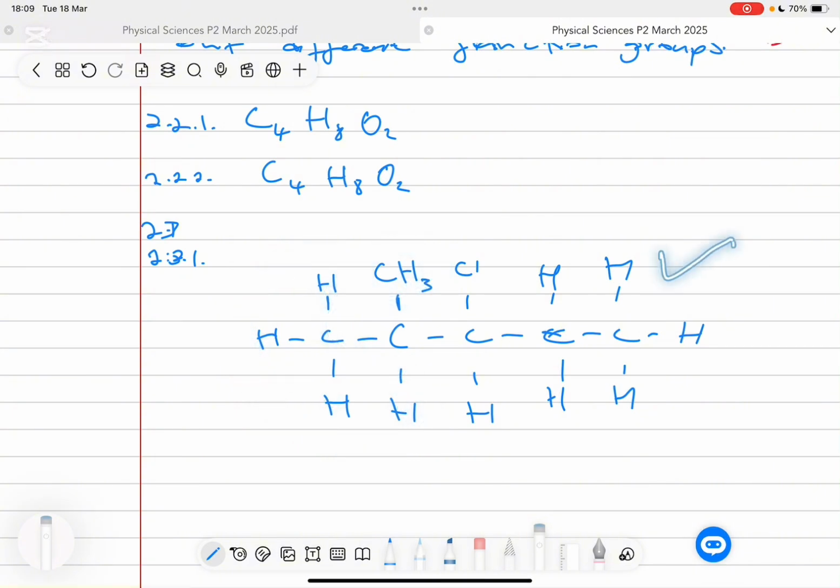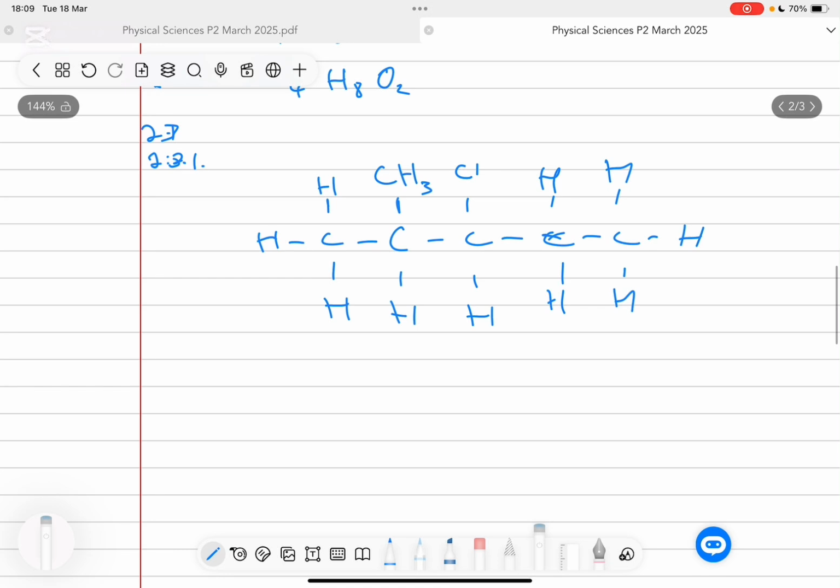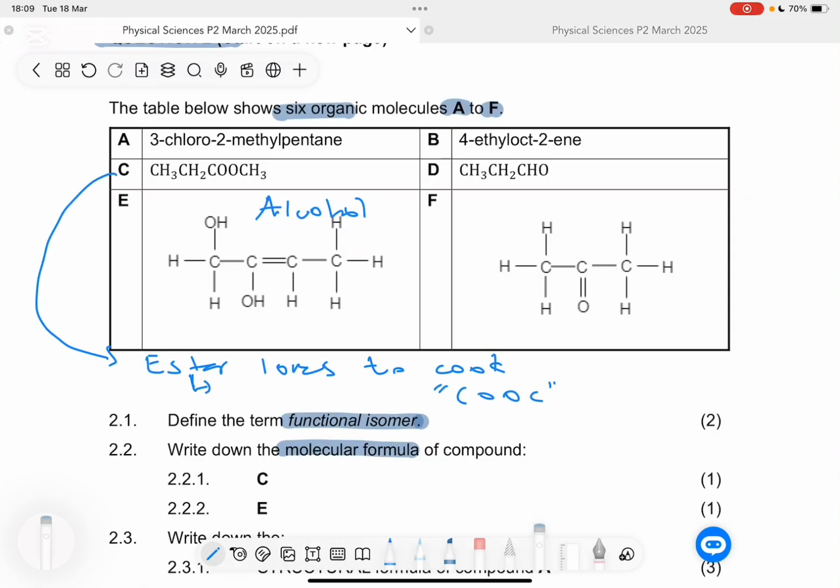So this is what we'll call a major compound. You can draw other ones, they are also correct. I have a memo of this question paper in the description of this video. You can download that memo and have a look at the other diagrams that you can draw.